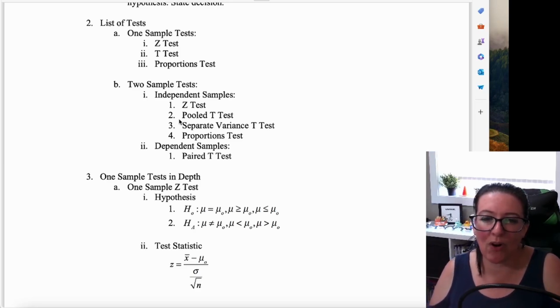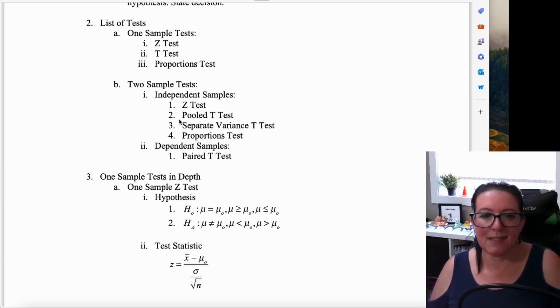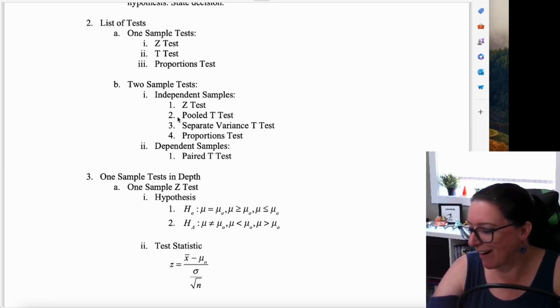We won't go through all of the steps. We'll just show you how to do the test as we get into more Python coding. But right now, let's look at some one sample tests. We have the Z test, the T test, and a proportions test, and then we'll get into some two sample tests. So let's start with the Z test or one sample Z test, depending on if you're Canadian or American.